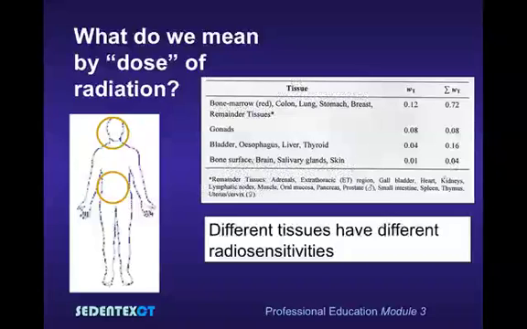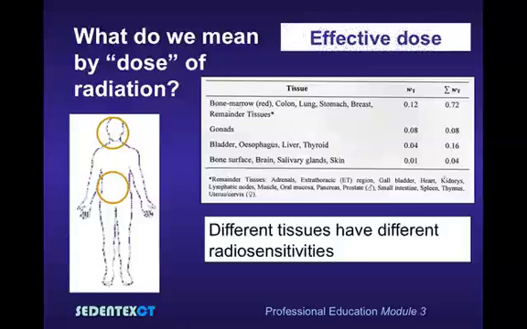The table here shows weighting factors that have been allocated to different tissues and organs within the body according to their calculated radiosensitivity. This brings a new type of radiation dose concept to us called effective dose, really dealing with the risks associated with a particular dose of radiation.